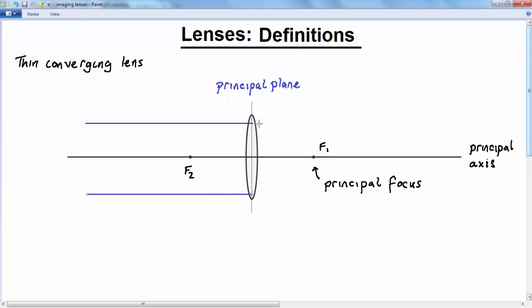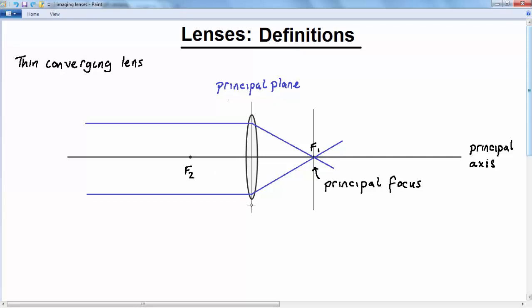We draw those up to the principal plane, and then these will be refracted or bent through the principal focus of the lens. Okay, so any rays approaching our thin converging lens, which are parallel to the optical axis, will be bent or refracted through the principal focus of the lens. Likewise, if we were to trace these rays from the other direction, from the right to the left, then they would be focused through the other principal focus, f2.